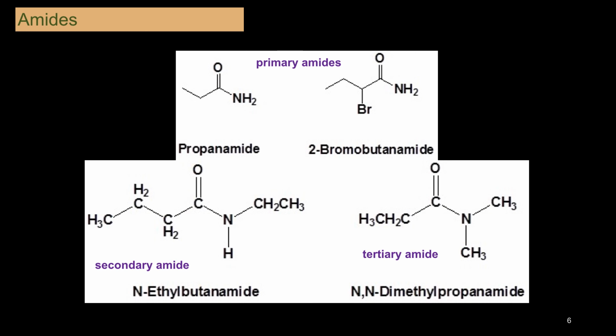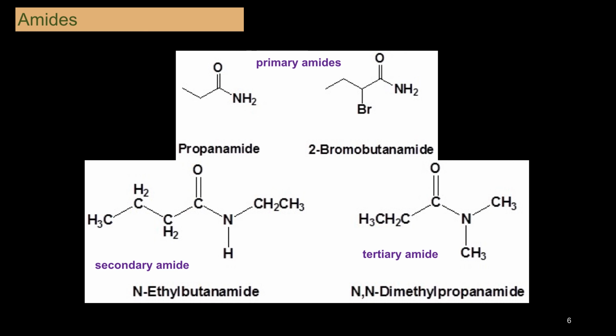The bottom left amide has 4 carbons in the carbonyl chain, and the nitrogen has 1 hydrogen and an ethyl group attached. It is called N-ethylbutanamide. Because the ethyl is attached to a nitrogen and not a carbon, we do not give it a number. We specify that it is attached to the nitrogen with a capital N dash instead.